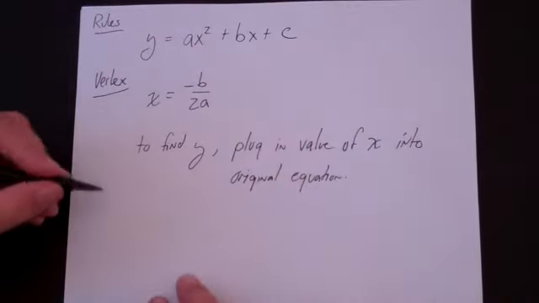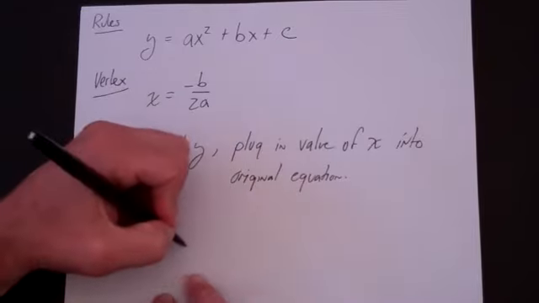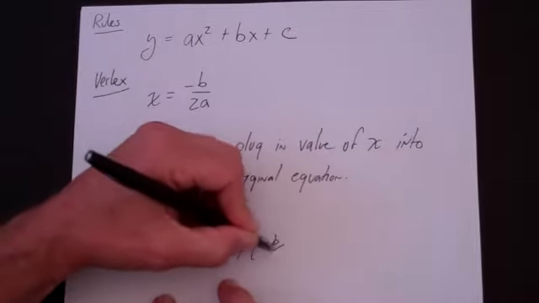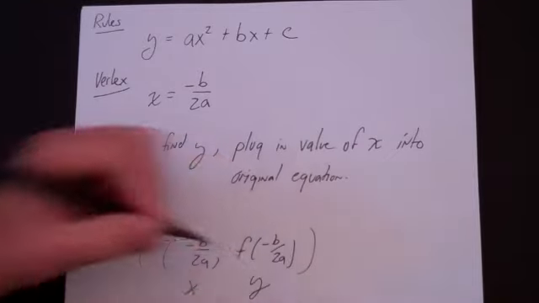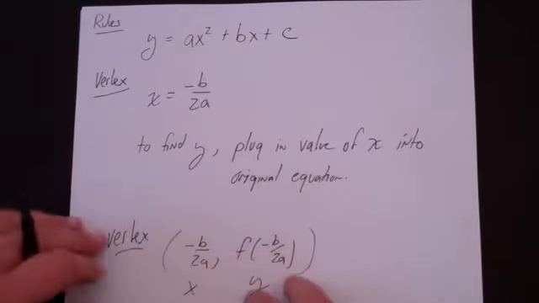Sometimes in books you'll see it like this. You'll see the vertex is (minus b over 2a, f of minus b over 2a). You'll see that in textbooks sometimes. All that means is this is x and this is y. To find x, you go minus b over 2a. To find the y, you take the equation or the function and you plug in minus b over 2a.